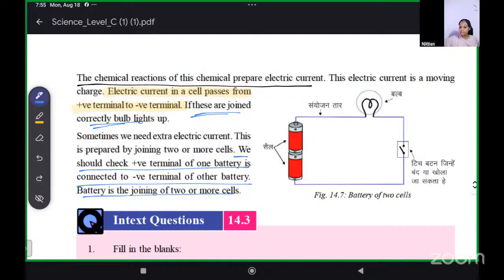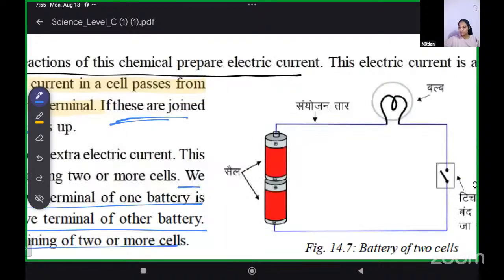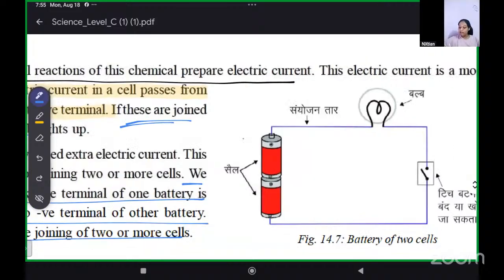Now see, this is my positive terminal of this battery. This is my negative terminal of this battery. This is my positive terminal of the second one, and this is the negative terminal of the second one. Now the current passes. This is the joining wire or the connecting wire.